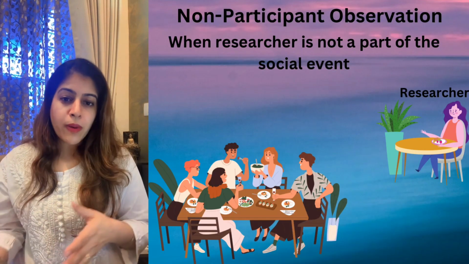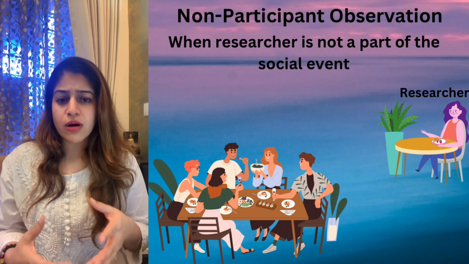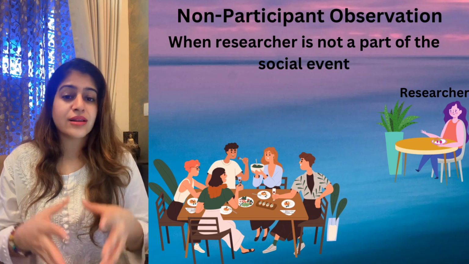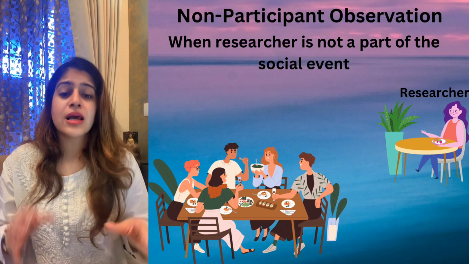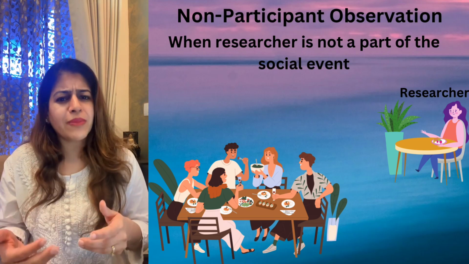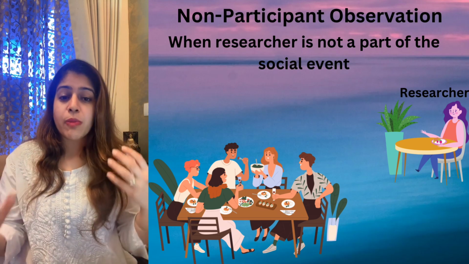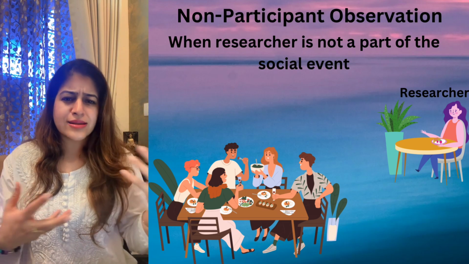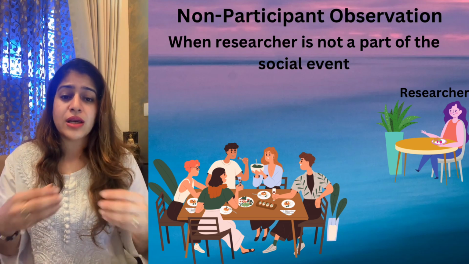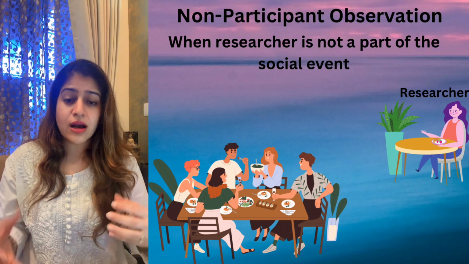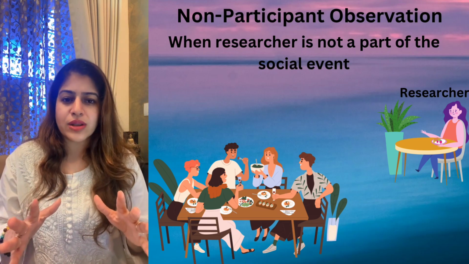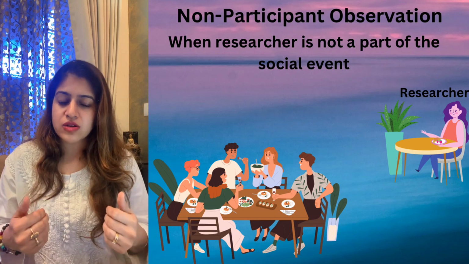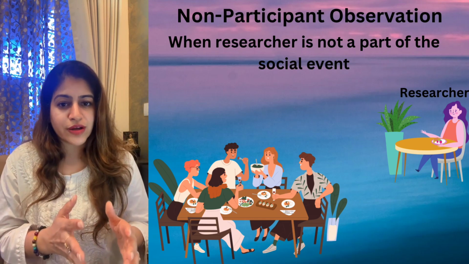Fourth is non-participant observation. In this kind of observation, the researcher does not become a part of that social setting. They are not interacting with the participants, but they are observing them, maybe from a distance. For example, there is this party going on and I go to this party. I am standing at some distance. I am observing everybody and I'm taking the data, recording the data. But at the same time, I'm not interacting with anyone. I'm not actively involved in any kind of activity with the participant. So that is a non-participant observation.